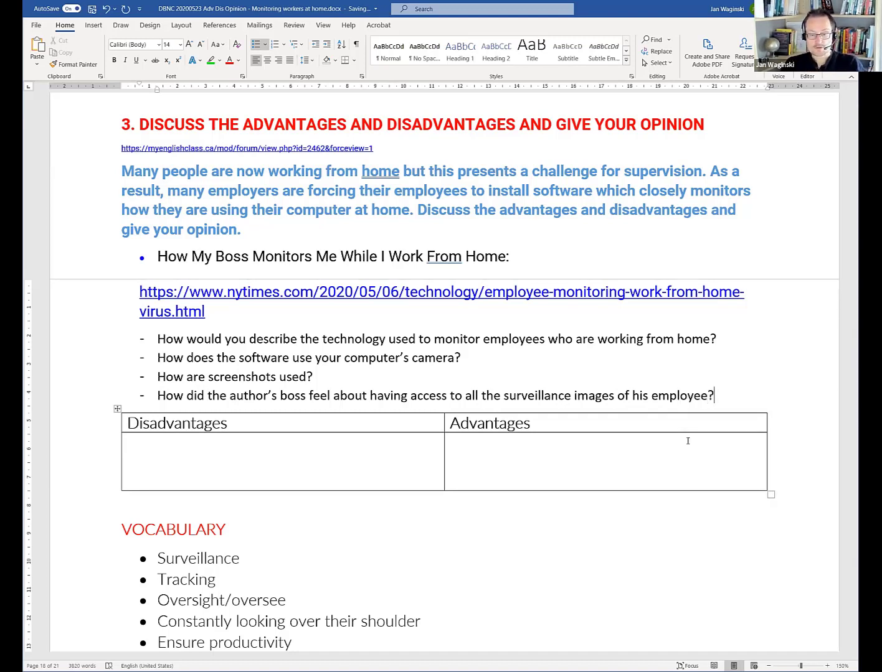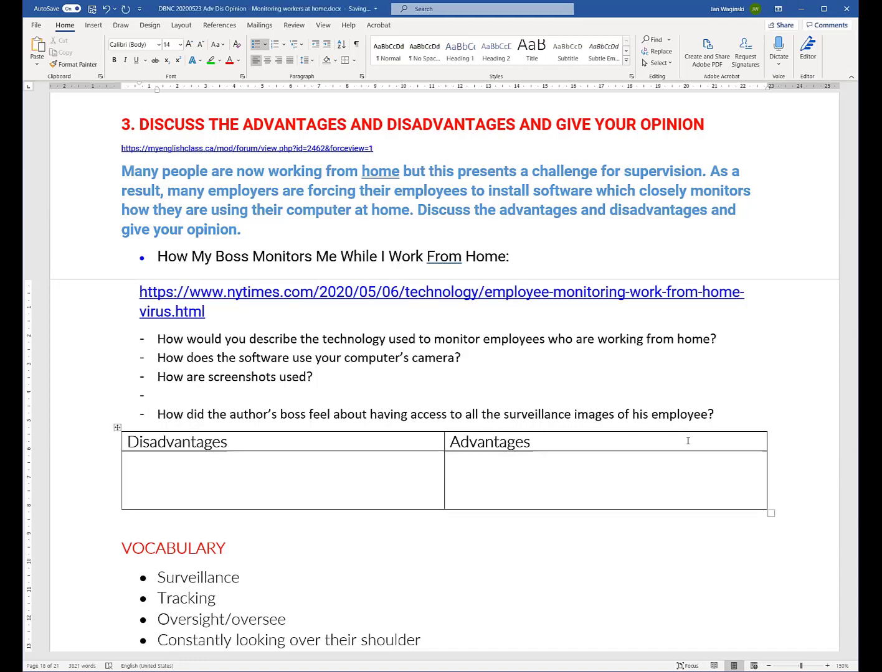Did you catch that part? No. His maybe boss, he's surprised. He was uncomfortable. He felt uncomfortable seeing all of this personal information about everything that his employee was doing on a computer. That's like the privacy issue or confidentiality.